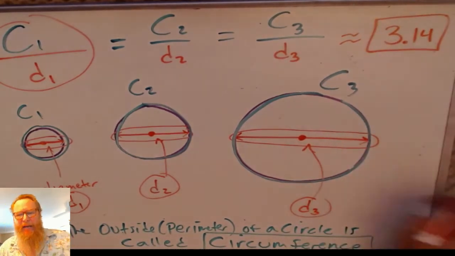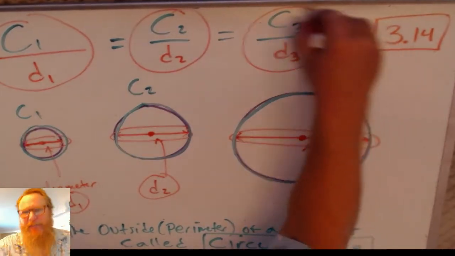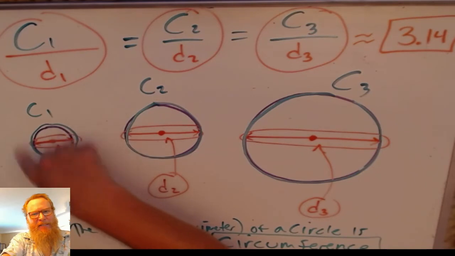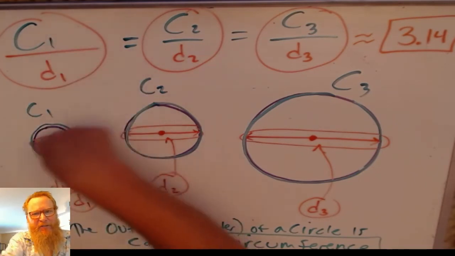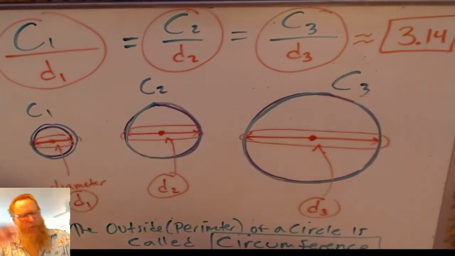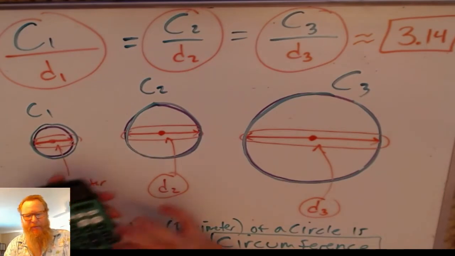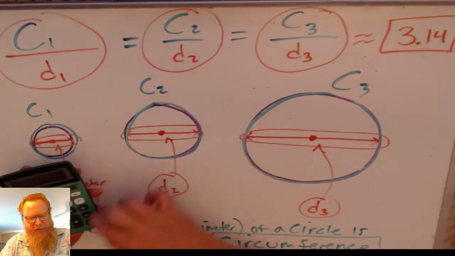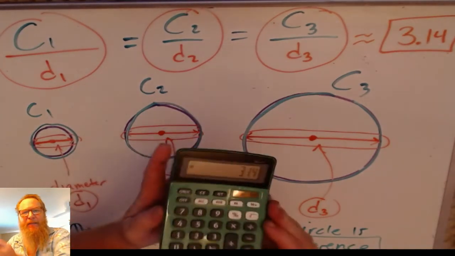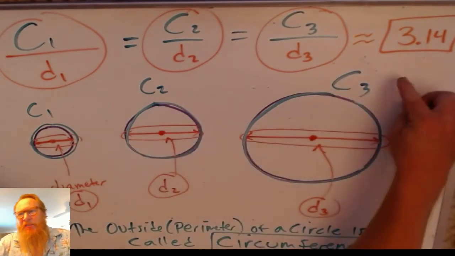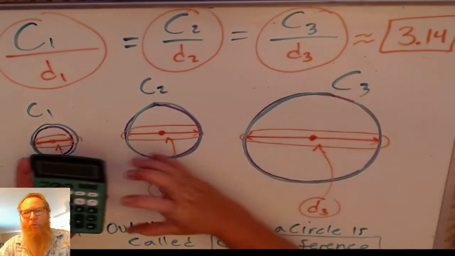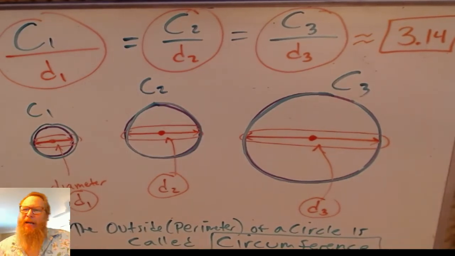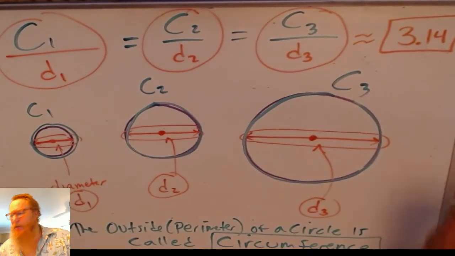0.14 in all of these cases. So if you took the distance around this circle, that's circumference, and then you divided it by the diameter, you got 3.14 every time. And then if you took a larger circle and you took the circumference and divided it by the diameter for this circle, you still got 3.14. And it didn't matter what size circle you used. And so this number is called pi.